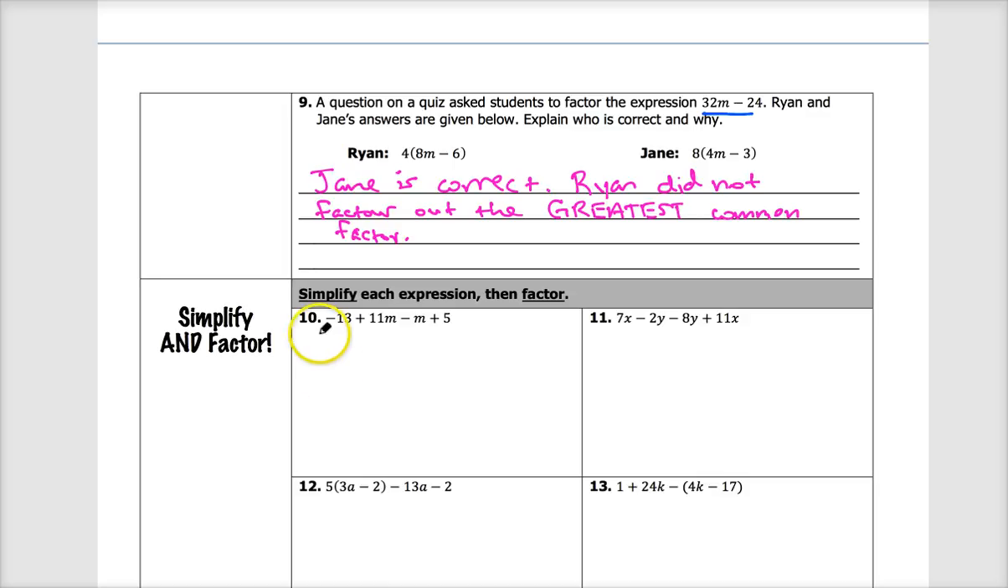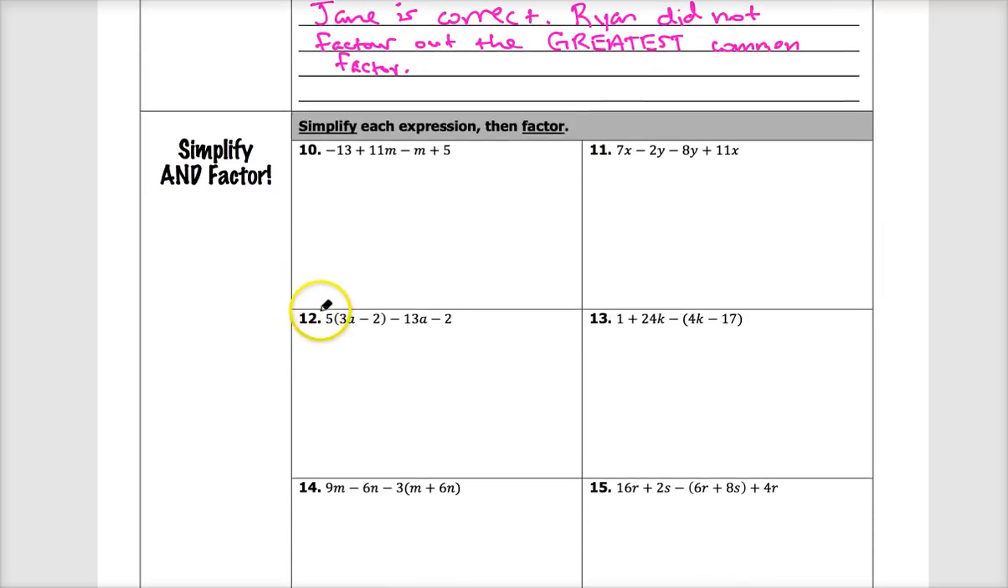Okay, last few examples. What we're going to do for these is we're going to first simplify each of our expressions, and then we're going to factor them. Notice these are two different sets of directions. Simplifying and factoring are not the same thing, so that's why it's listed as two separate steps. So we're going to distribute and combine any like terms first, and then once we do that, we're going to factor if possible. So number 10, negative 13 plus 11m minus m plus 5.